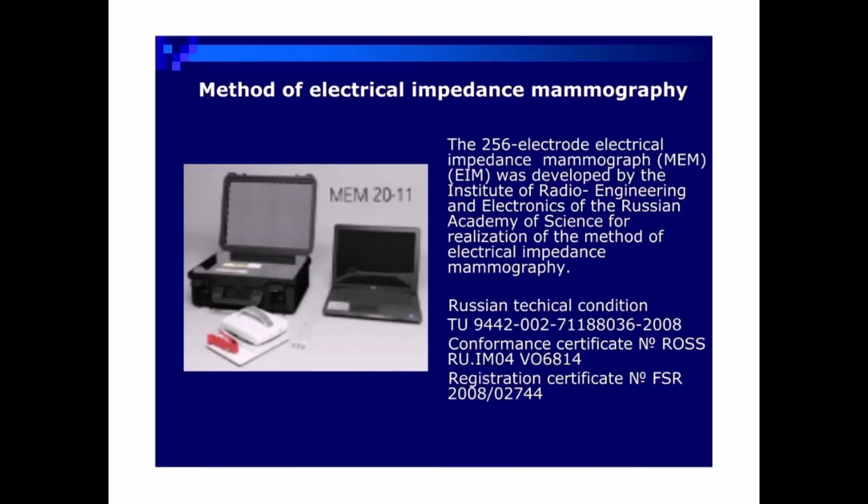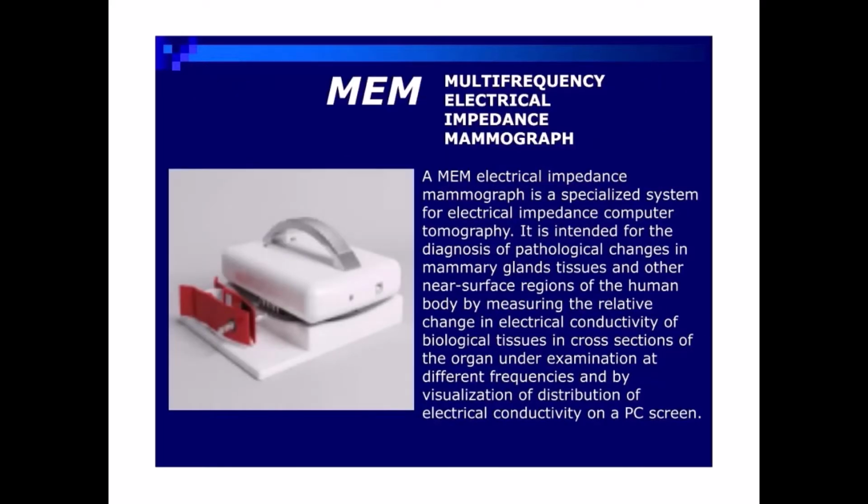The EIM electrical impedance mammograph is a specialized system for electrical impedance computer tomography. It is intended for the diagnosis of pathological changes in mammary glands, tissues and other near-surface regions of the human body, by measuring the relative change in electrical conductivity of biological tissues in cross-sections of the organ under examination at different frequencies, and by visualization of the distribution of electrical conductivity on a PC screen.